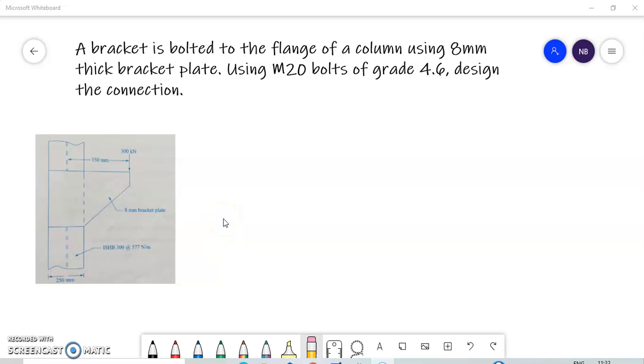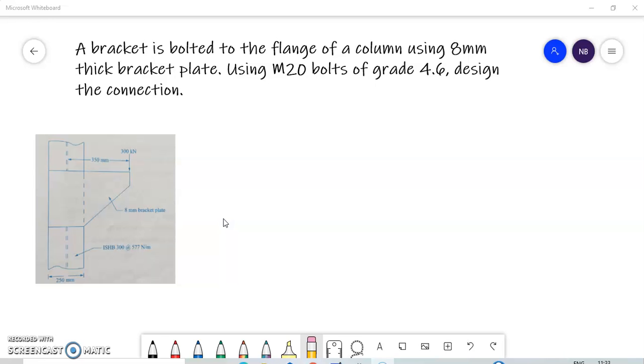In the previous lecture that we watched, we had to find out the force that the bracket could take, and the number of bolts were given to us. In this problem, we have to design the connection, which means that we have to find out the number of bolts which are required, and arrange the bolts accordingly to take the external load of 300 kilonewton.